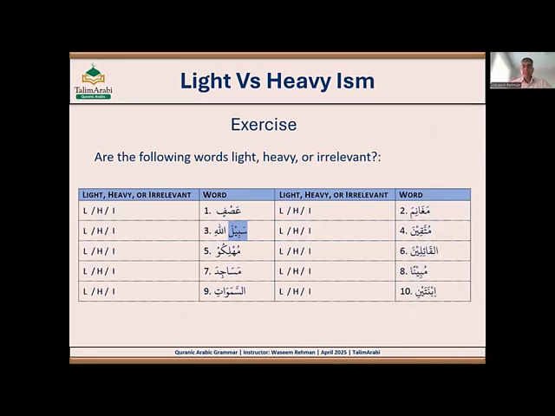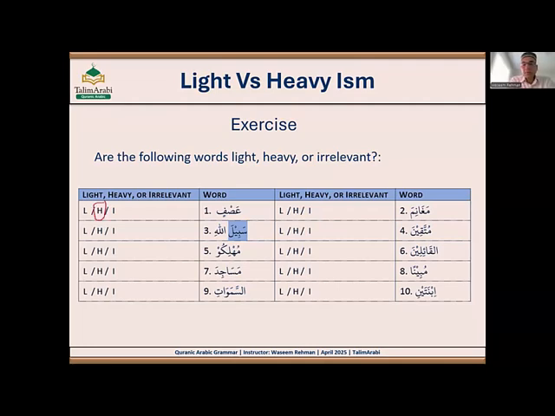So let's do a quick exercise. What you have to do is find out whether a word in this list is heavy, light, or irrelevant. L is for light, H for heavy, and I for irrelevant. When an ism has an al at the beginning, the description of light and heavy becomes irrelevant. So let's start from here. Number 1, asfin. Check the i'rab, or harakat, on the last letter and tell me if it is light, heavy, or irrelevant. Heavy, right? Because it has tanween.